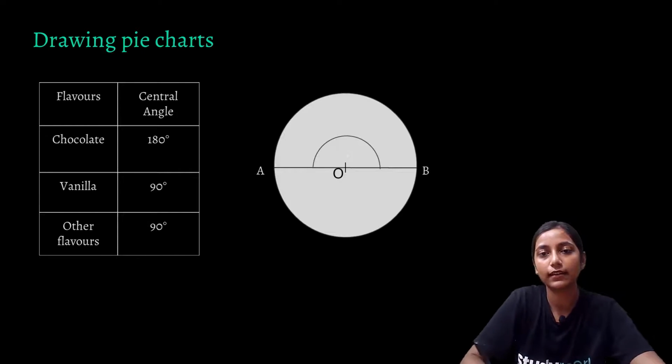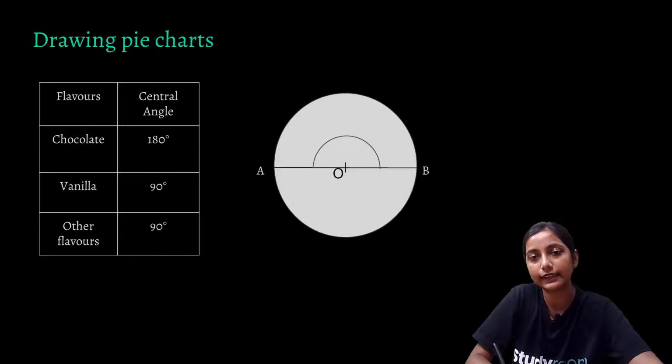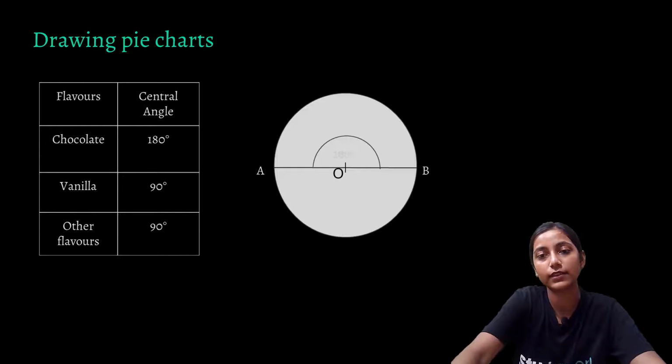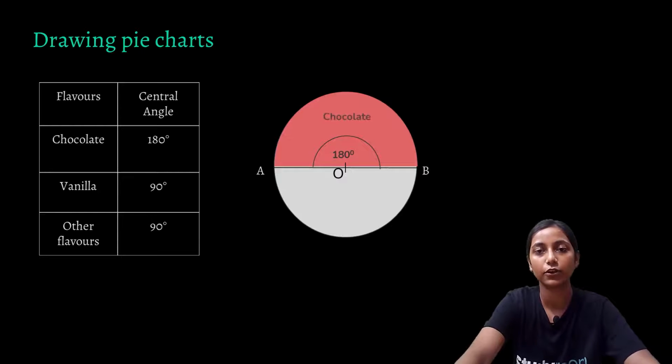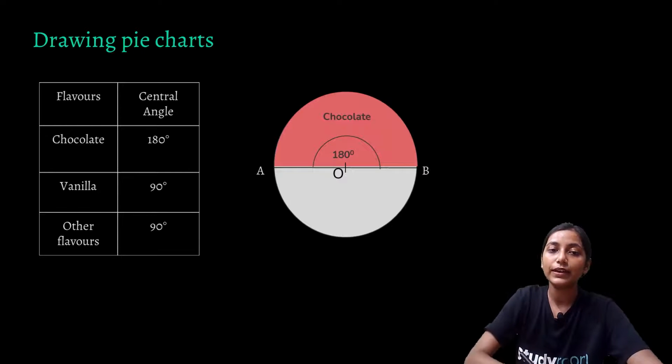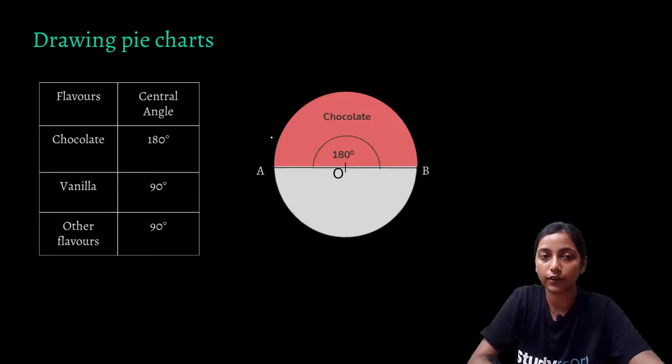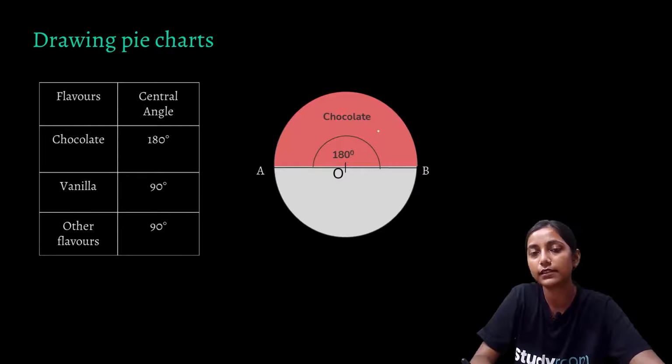We know that this straight line is going to be 180 degrees. The sector angle will be 180 degrees. Now this 180 degrees corresponds to chocolate. So this upper part is 180 degrees, which, we're giving it a pink color, corresponds to chocolate. Now we need 90 degrees for vanilla and 90 for other flavors. So this half of the circle is completed. It is occupied by chocolate. Now we have this other part of the circle left. Now we need to divide this part into two sectors of 90 degrees each.